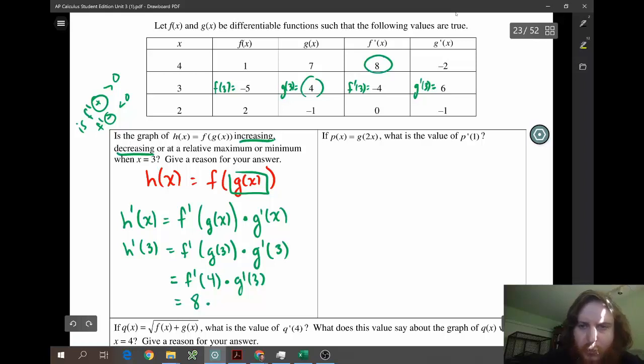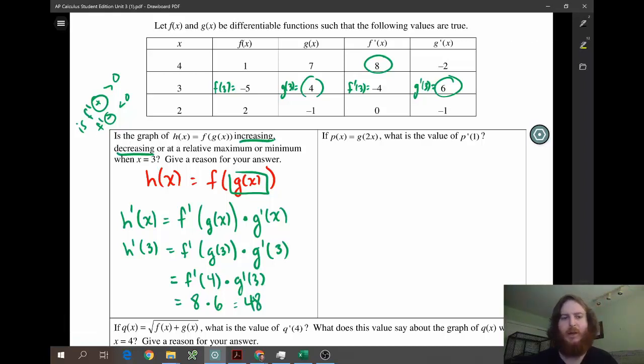And g prime of 3 is 6. So 8 times 6, we end up with 48. So now that's our answer, but it didn't ask us for the answer. It said, is the graph of h increasing or decreasing?